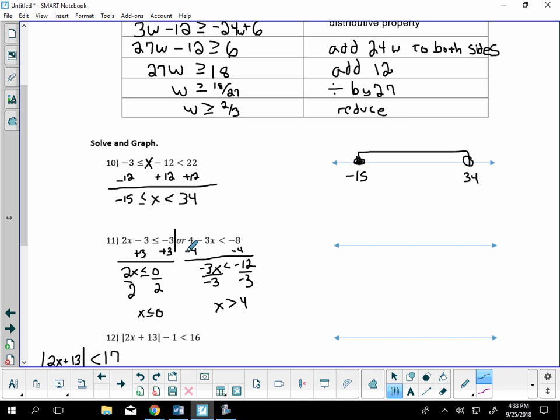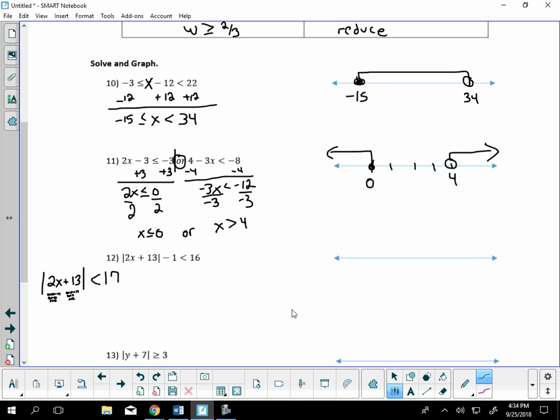And this has a separated by the word or. So when I see that word or, I'm thinking opposite directions. So I'm going to graph that separately. I'd have a closed dot at 0, and that one's going to shade to the left because it's pointing to the left. Here, that would be an open dot, and it's going to shade to the right because it's pointing to the right.